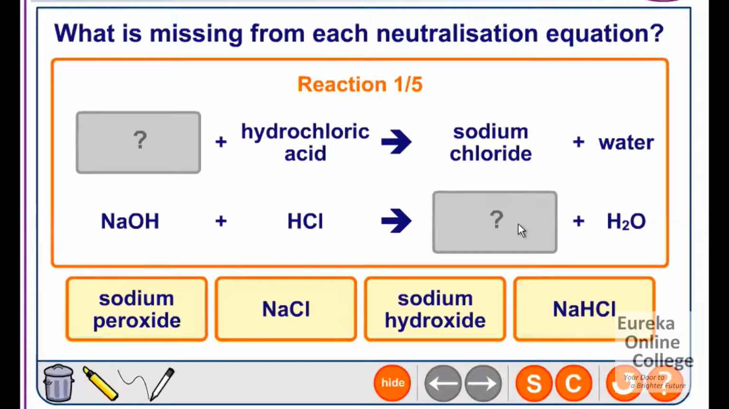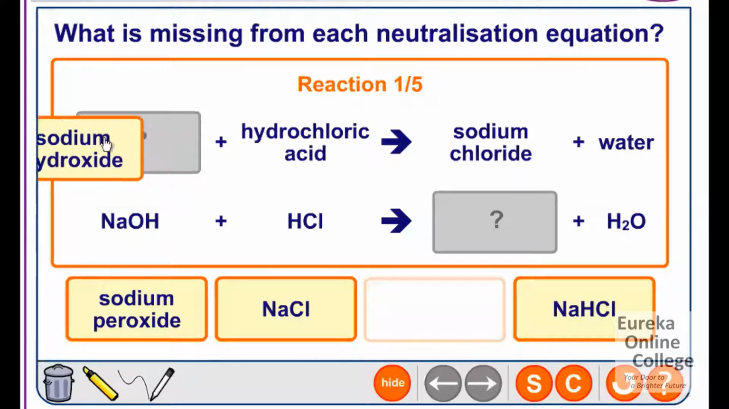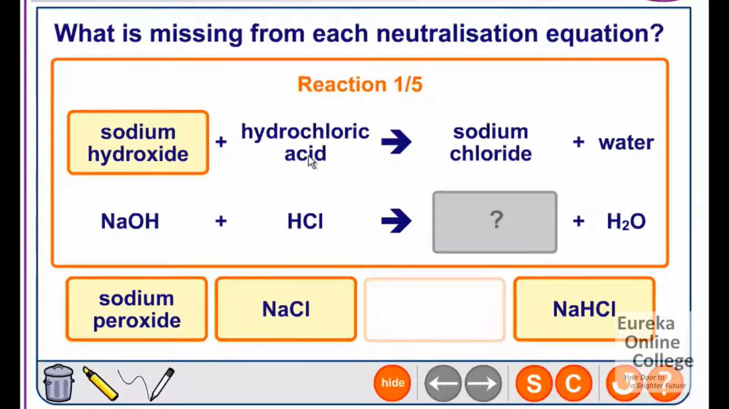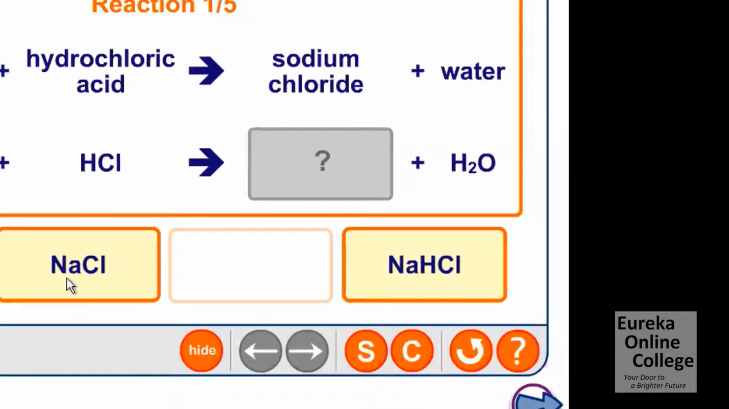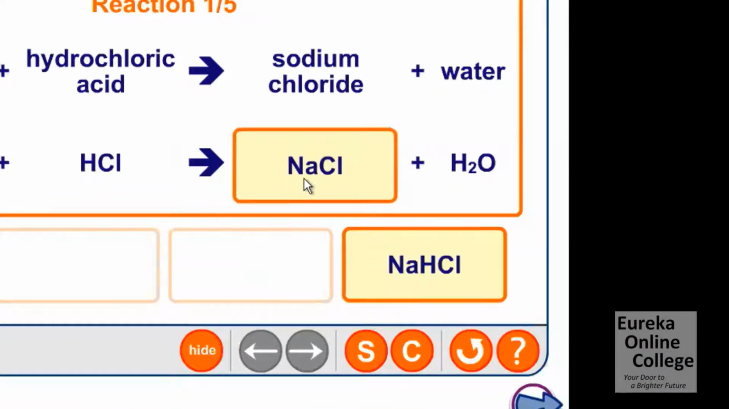So we're going to fill in the missing parts from each neutralisation equation. So we have got a missing name here. The missing name refers to this substance here. This is sodium, and OH is always hydroxide. So we've got sodium hydroxide being added to hydrochloric acid. So the name of our salt is sodium chloride. Sodium is Na and chloride comes from Cl, which is chlorine.